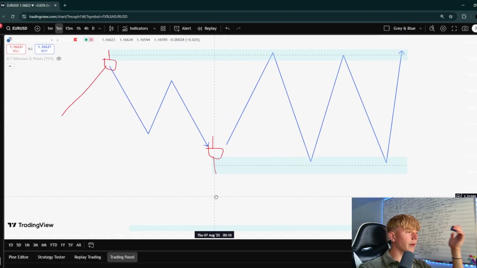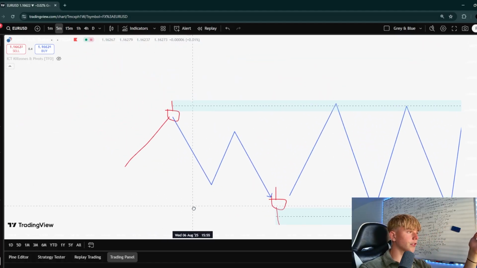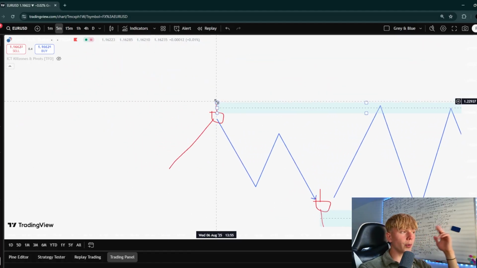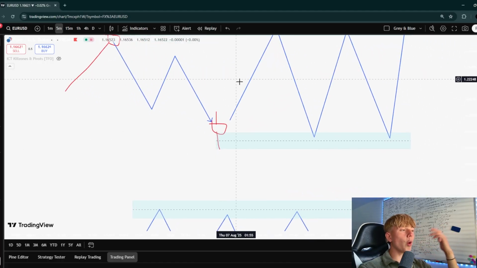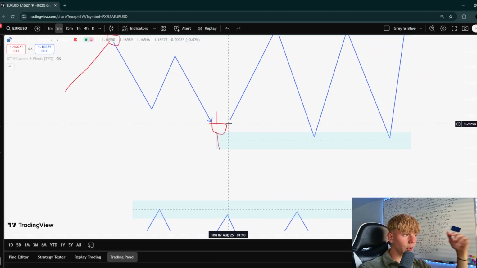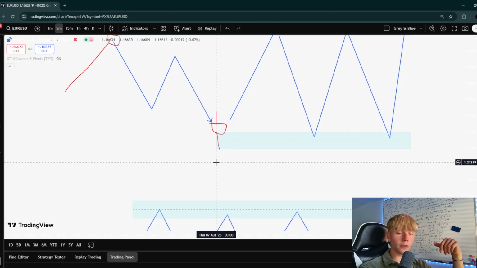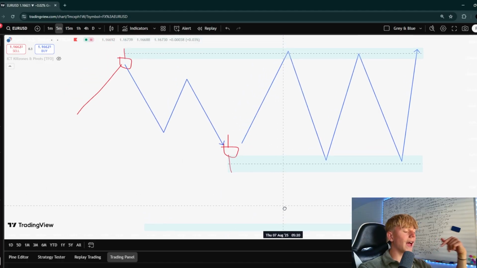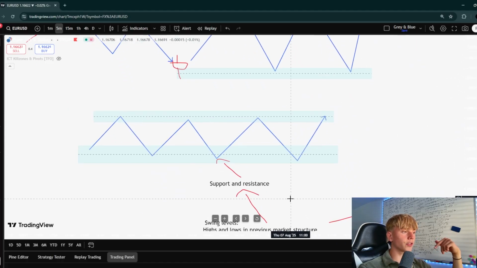Now, that is how I'd mark out key levels for support and resistance. For resistance, I do the top of the wick to the top of the body, and oppositely for the support zone, I do the bottom of the wick to the bottom of the candle. And that is how you mark out key levels for support and resistance.